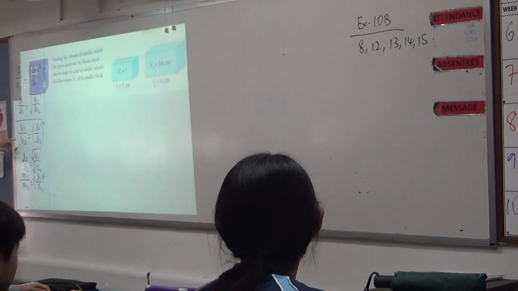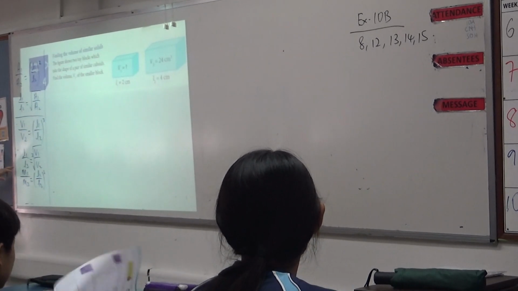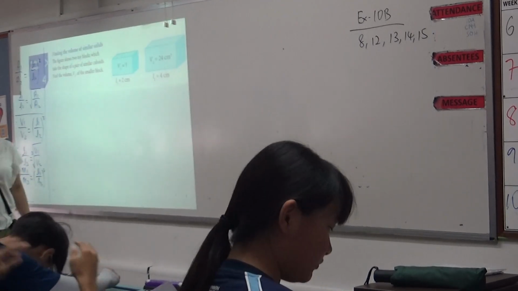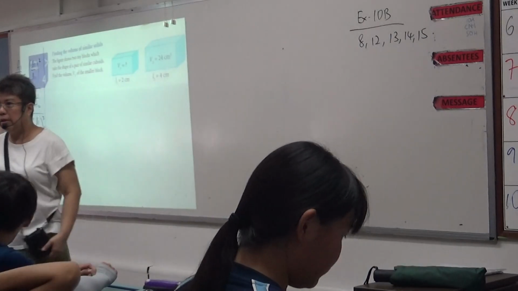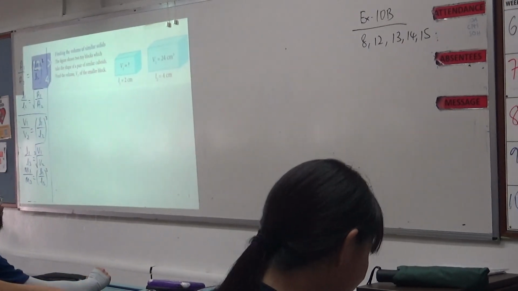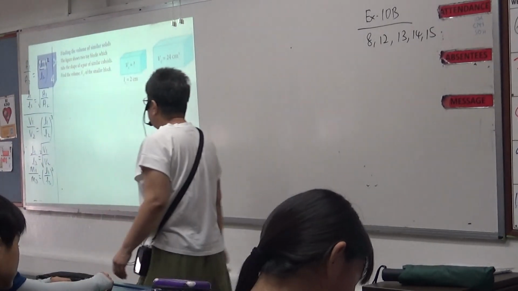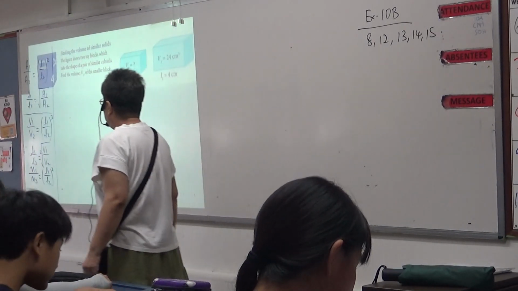V1 over V2 is L1 over L2 cubed, or M1 over M2 is L1 over L2 cubed, right? During the first section, I already told you, the mass will behave the same way as volume. Understand? Okay, let's take a look at example 4 as given in your textbook.